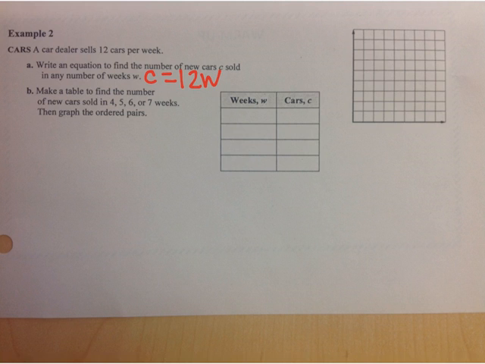Okay? So part B says make a table to find the number of new cars sold in 4, 5, 6, or 7 weeks.